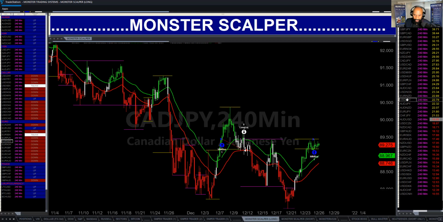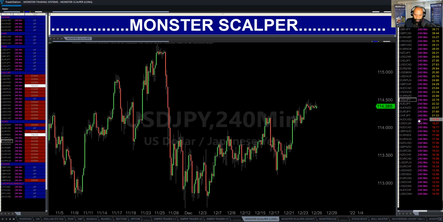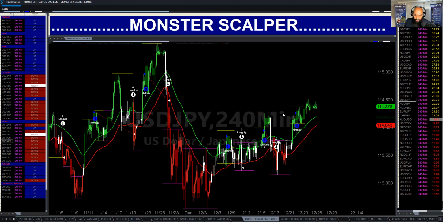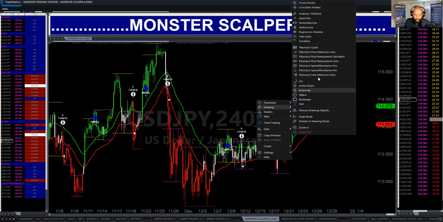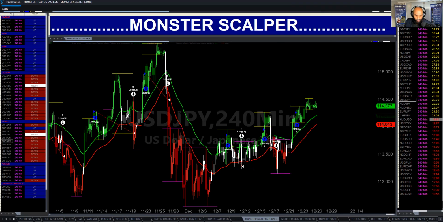All right, and then let's see, dollar yen. Here is a buy signal on this break of this resistance right here. Okay, strong resistance here. Look at this. Stop me if you guys have any questions.